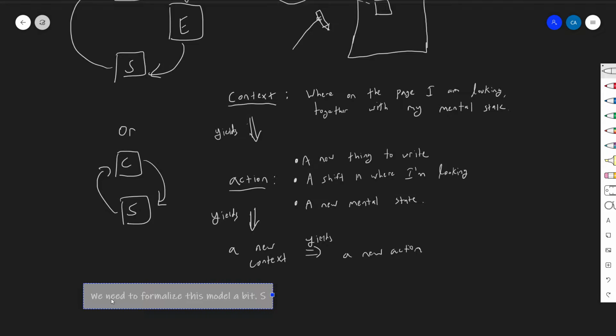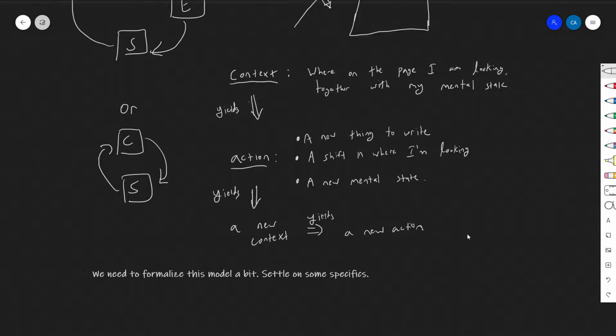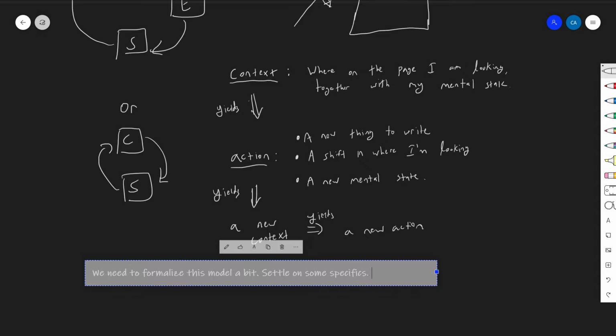And by that I mean settle on some specifics. There's more to it than that, but what we really have is, given a particular... So what we need to define a Turing machine is really what we need to do. So let me put it this way.